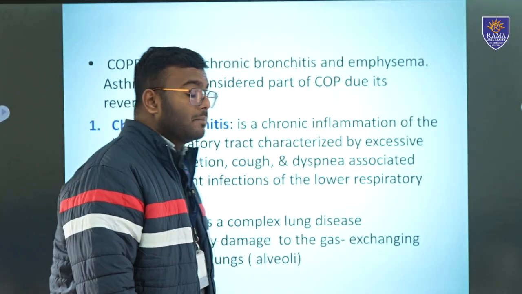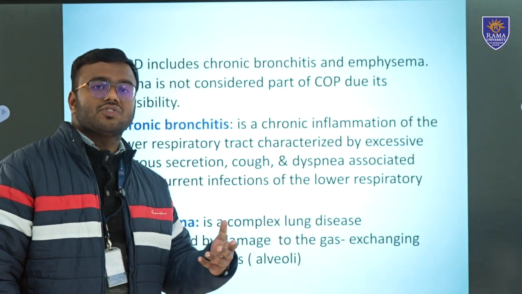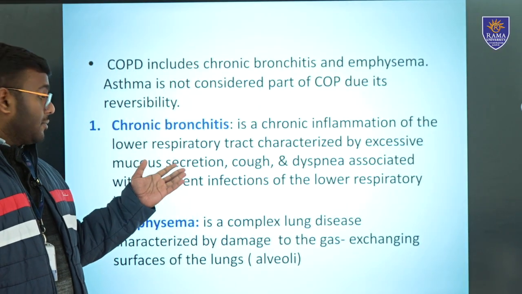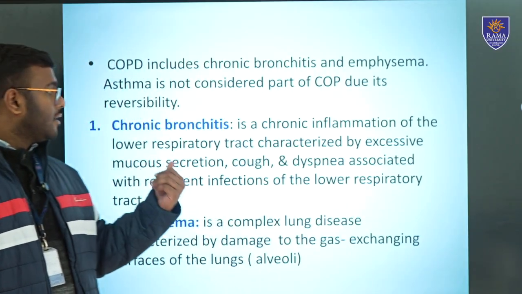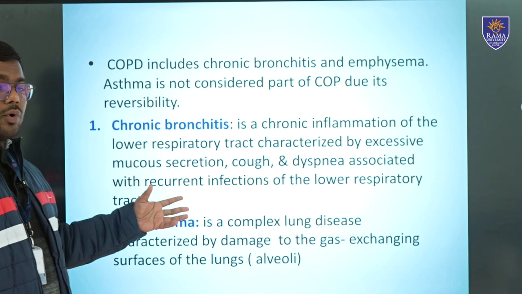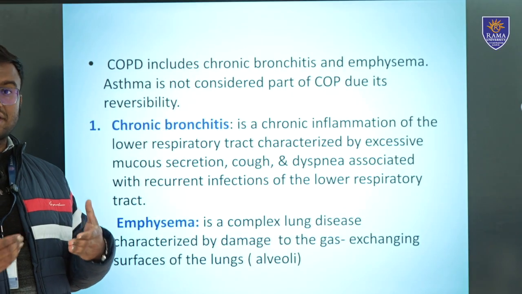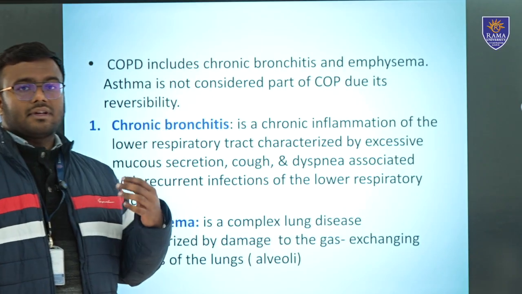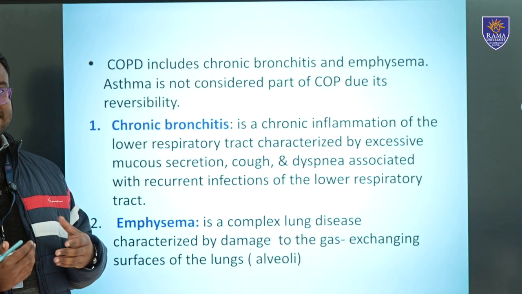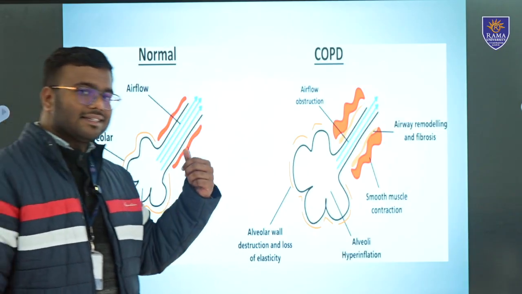Now, what is chronic bronchitis and emphysema? Chronic bronchitis means the inflammation of the lower respiratory tract, which is due to the excessive mucus secretion, dyspnea. Dyspnea is also called shortness of breath. And now, what is emphysema? Emphysema is a complex lung disease in which the gas exchange process gets affected, and as we know, the gas exchange takes place in the alveoli of our lungs. Now let us see the diagram.